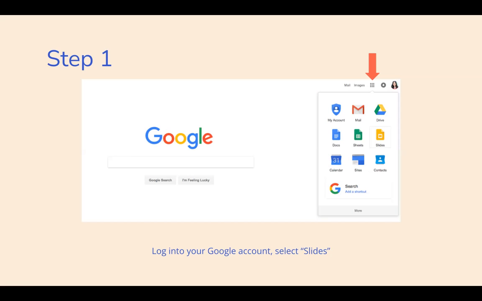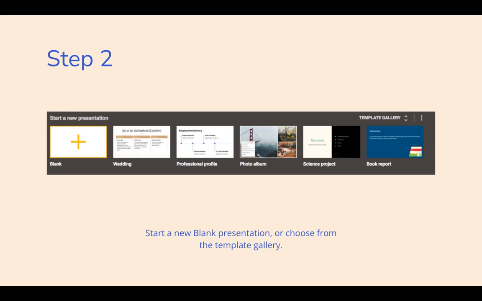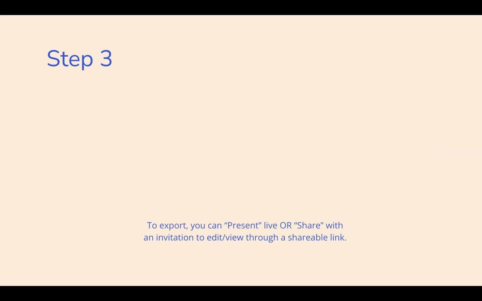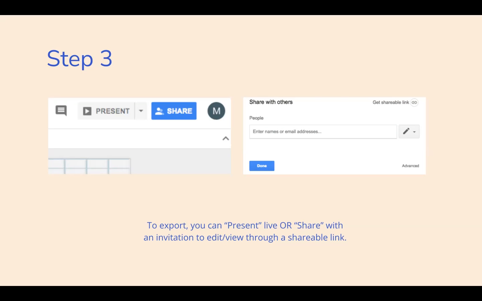So the first step would be to log into your account and click these 9 dots at the top right over here. And you're going to select Slides. This is what the icon looks like. It's going to bring you to this page where you can either choose to start completely from scratch or you can choose from the template gallery. And then you're going to create your presentation, but once you're done creating the presentation, it's just as easy as editing a document. You're going to want to probably export it. So you're going to either present it or you can share it, like I mentioned, with an invitation to edit or view with a link.